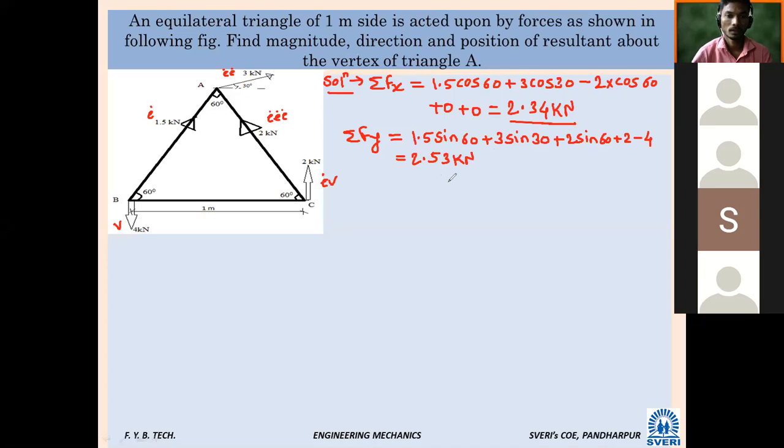Okay. Next one. Now R is equal to, calculate. What is the formula? Both the values are with you. Square root of summation Fx square plus summation Fy square. Calculate and tell me what is the value of R. 3.44. 3.44 is one answer. Roll number 57, your answer.